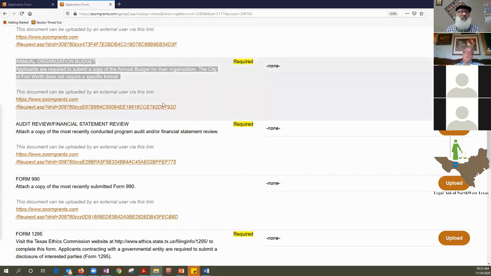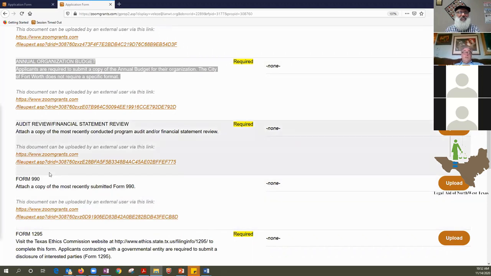Again, this shows the people that are reviewing your grant application that you know what you're doing when it comes to managing your organization. Managing finances is a very important part of managing your organization.